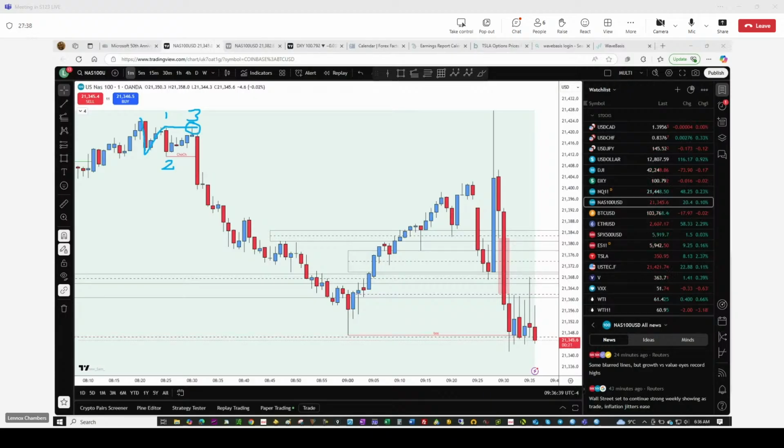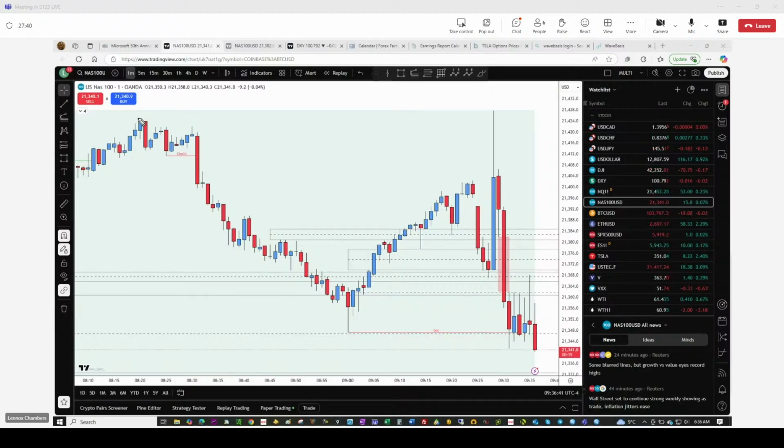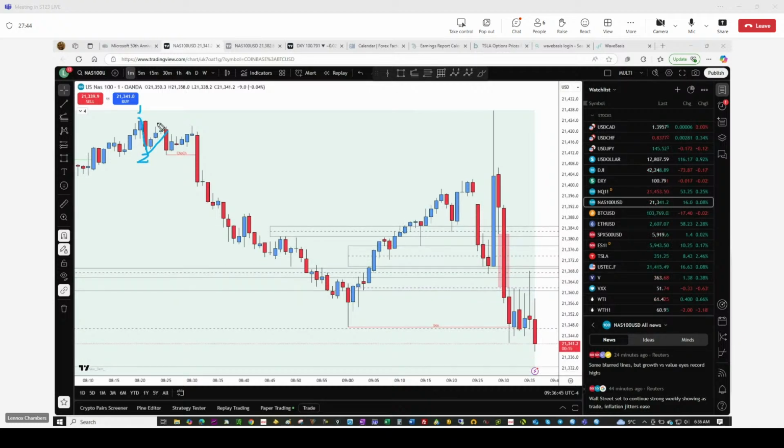And then all we're looking for, essentially, in our 1, 2, 3, once we find a 1, 2, 3, we're looking for a retrace back to the number 3 point, which is typically about a 50% retrace. So that's our model, and that's as simple as it is.